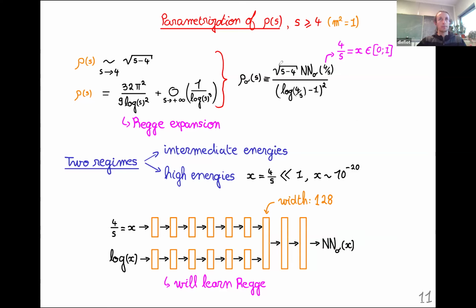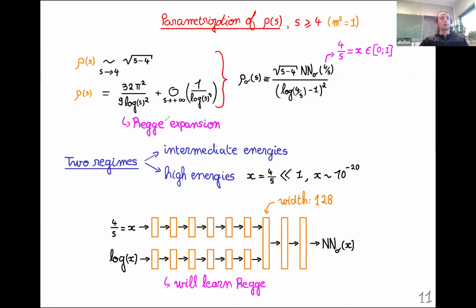Actually, the fact that we put this prefactor really helped the neural network during the training phase, in particular this square root, because it in fact imposes the boundary conditions at s equal 4 and s equal infinity. So this can really help during the learning process. And for numerical reasons, we used for the neural network input 4 over s, which I call x. So x belongs to 0, 1.